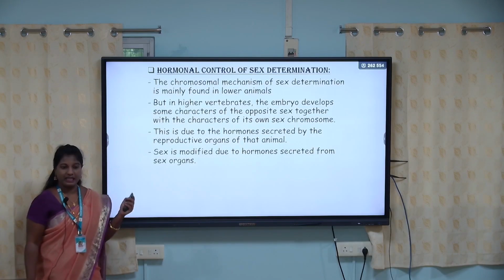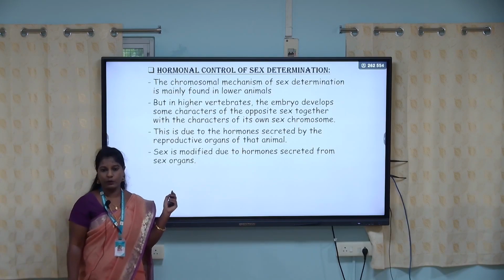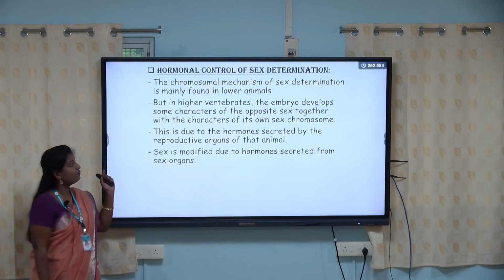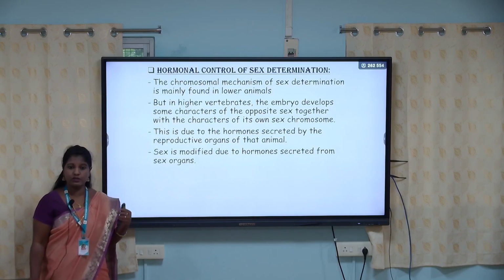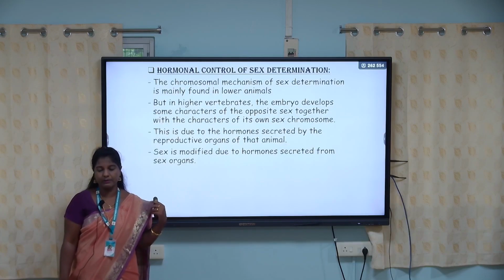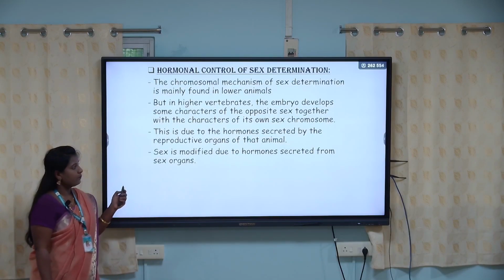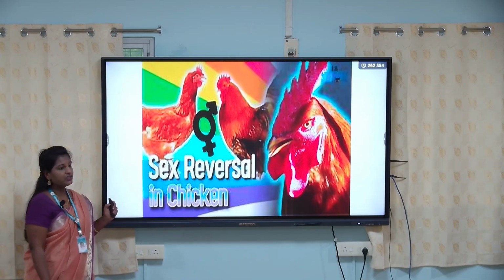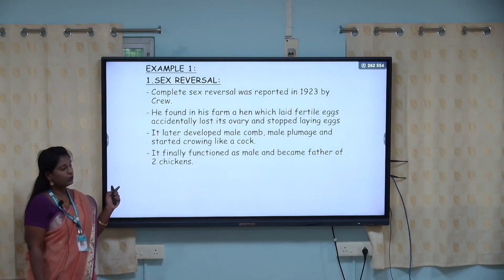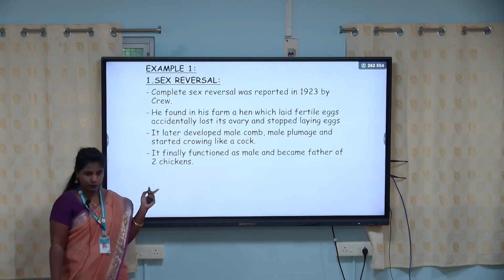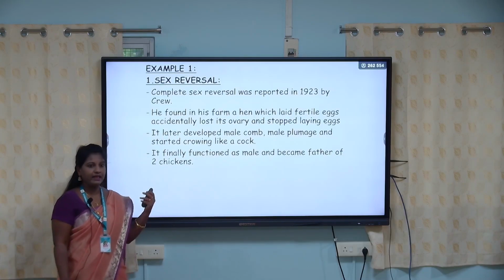The next factor which determines sex is the hormonal mechanism of sex determination. This is also an interesting factor in which hormones are mainly responsible for sex determination. There are many other examples of hormonal determination of sex, which include sex reversal. Sex reversal is an interesting topic, which was reported in the year 1923 by a scientist named Crew. He found that he had a farm.